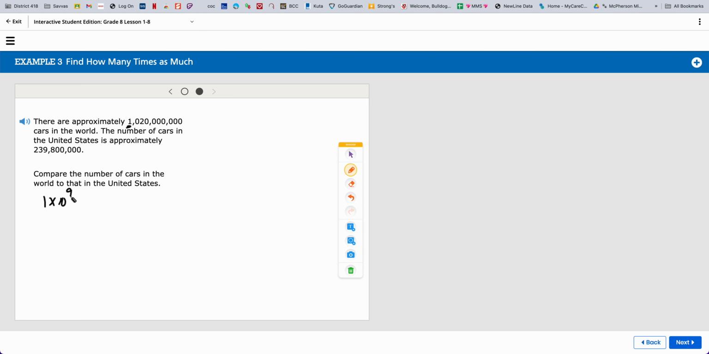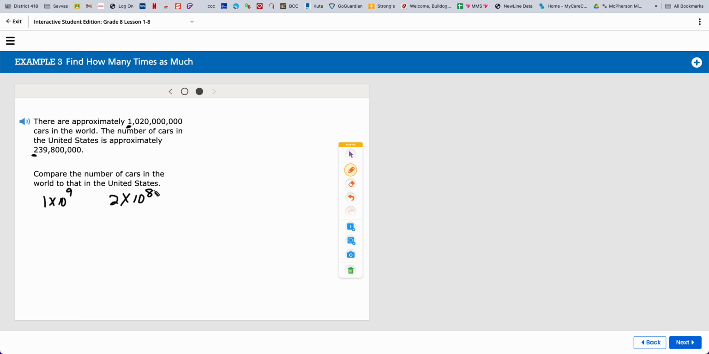All right, then we're going to look at the US. So here's our biggest digit. Are we going to round it up or keep it the same? We're going to keep it the same. The number next to it is a 3, so it stays the same. So that's going to be 2 times 10 to the, count the place values after the 2. 1, 2, 3, 4, 5, 6, 7, 8. 2 times 10 to the 8.